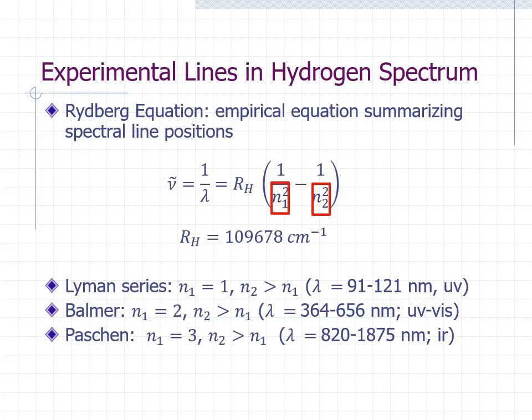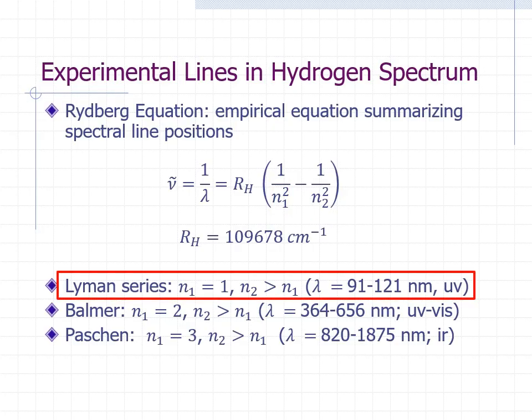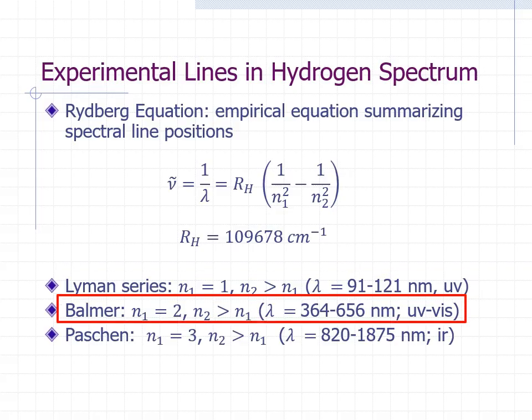The spectral lines from 91 to 121 nanometers in the ultraviolet region are known as the Lyman series. For these spectral lines, n1 is equal to 1 and n2 are integers larger than n1. The spectral lines from 364 to 656 nanometers are known as the Balmer series. For these, n1 is equal to 2 and n2 are integers larger than n1. These include lines in the ultraviolet region, as well as the visible lines mentioned earlier.